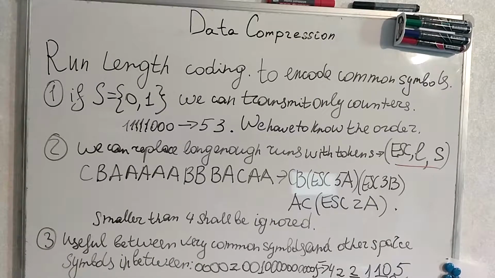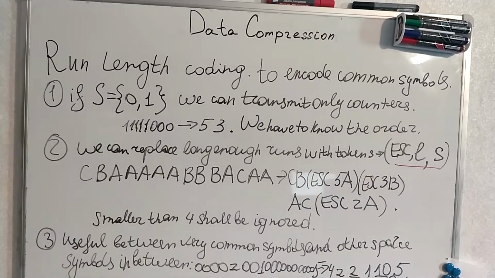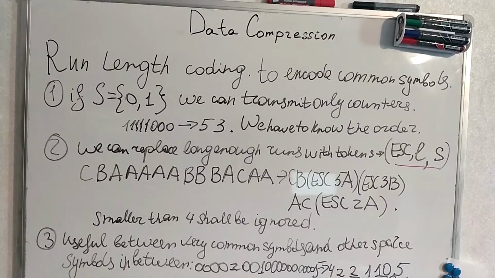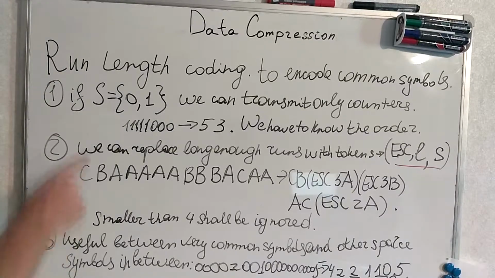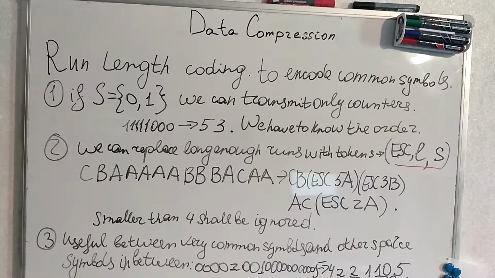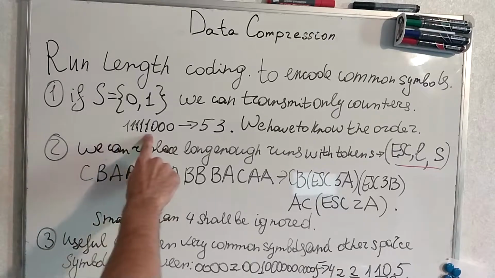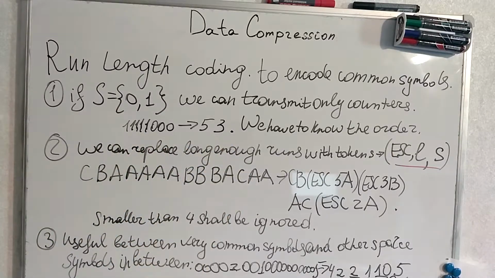Run length encoding technique is used to encode common symbols in a sequence. For example, I prepared three examples for you here. In the first example, we're trying to encode some sequence, but we know that our alphabet consists only of two symbols. It's a binary alphabet, so we can transmit only counters if we know the order. For example, here five ones and three zeros will be encoded like that.